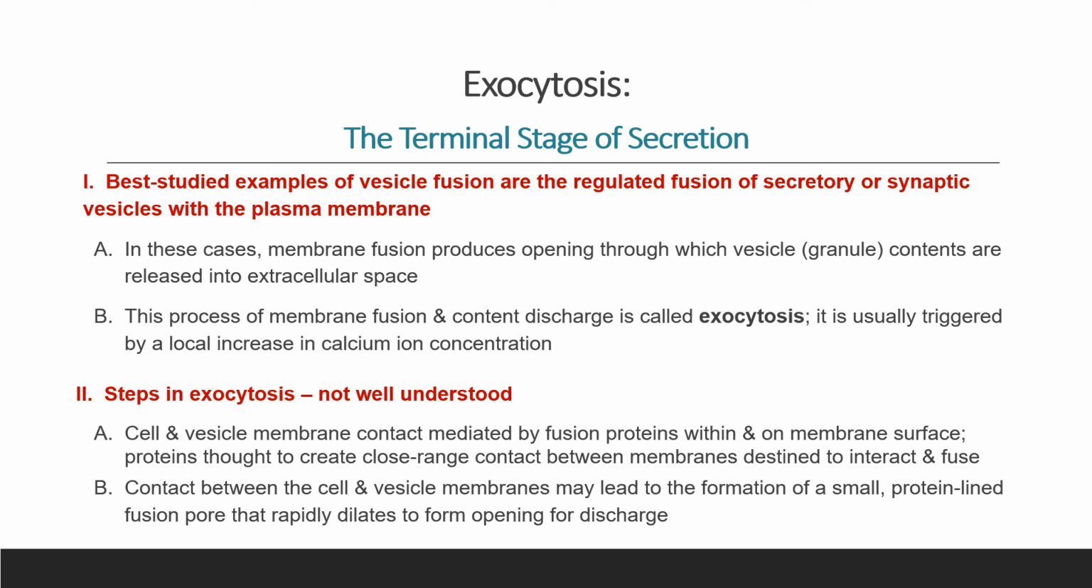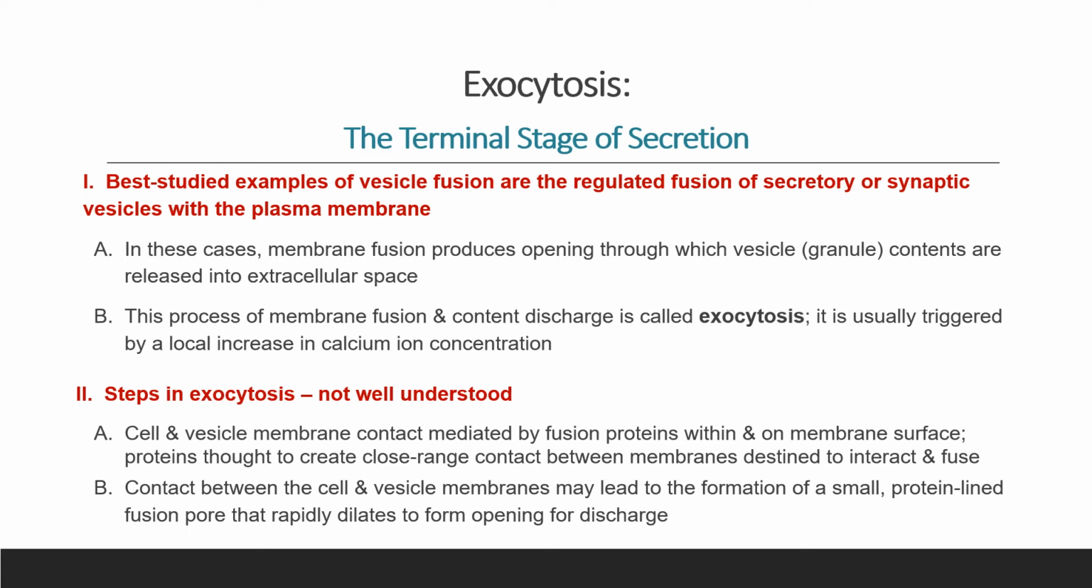So next, exocytosis. This is the terminal stage of secretion. The best studied examples of vesicle fusion are regulated fusion of secretory or synaptic vesicles with the plasma membrane. In these cases, membrane fusion produces an opening through which vesicle or granule contents are released into the extracellular space. And the process of membrane fusion and content discharge is what you call exocytosis. It is usually triggered by a local increase in calcium ion concentration.